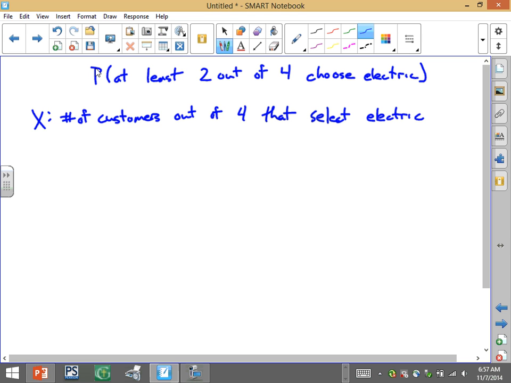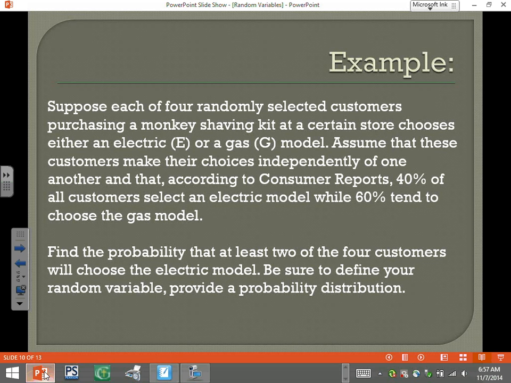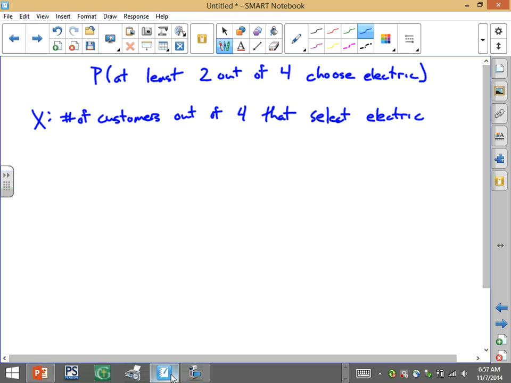So if we look back very quickly at our example, the probability that we select an electric is 40%, so that's important. So the probability of electric is 40%, which means the probability that they select a gas model is 0.6. And think about this for a minute.